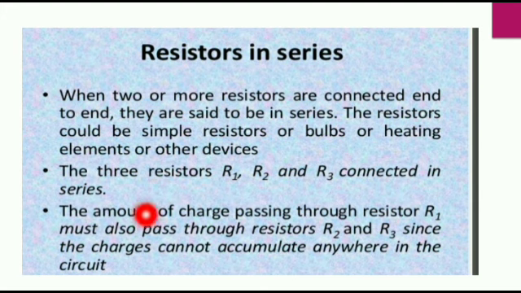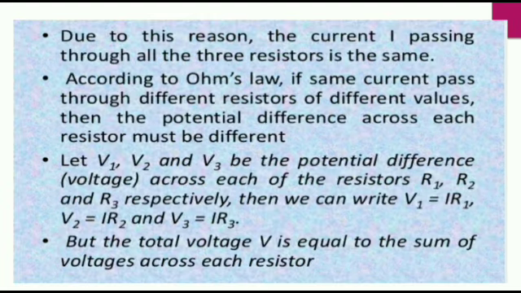The amount of charge passing through the R1 resistor must pass through the R2 resistor and R3 resistor, and charges cannot accumulate anywhere in the circuit. That means the amount of charge passing through the resistor must be the same through all three resistors. Okay, students. That means the current is the same.